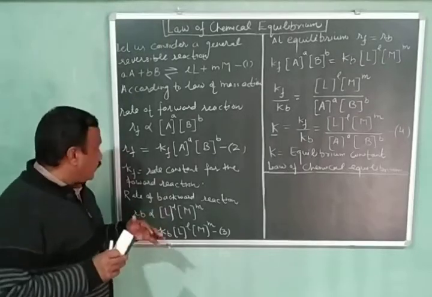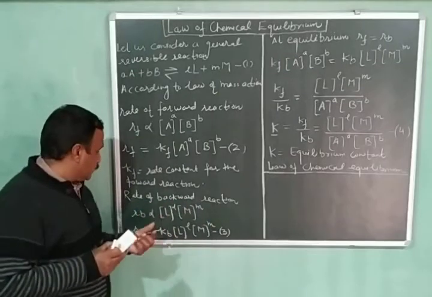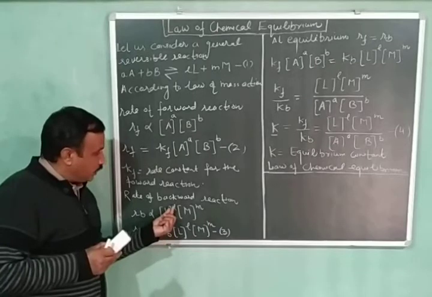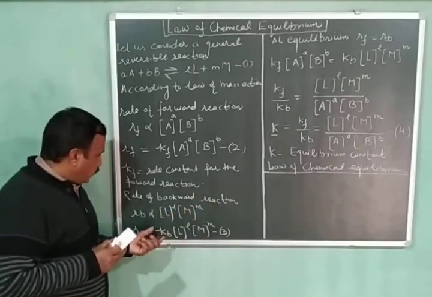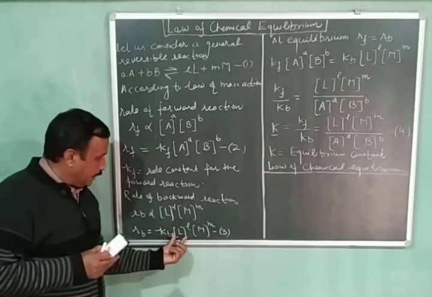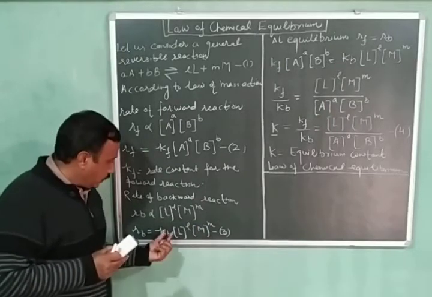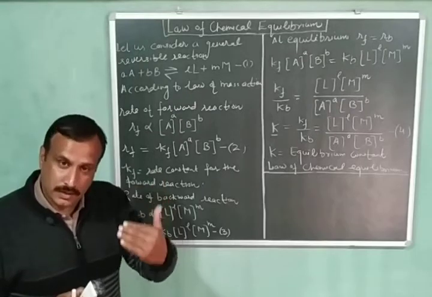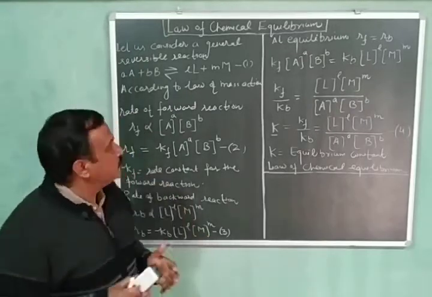Likewise, according to the law of mass action, the rate of backward reaction Rb will be directly proportional to [L] raised to power l and [M] raised to power m. And likewise, Rb will be equal to Kb into [L] raised to power l and [M] raised to power m, where Kb is the rate constant for the backward reaction and it is also a proportionality constant.